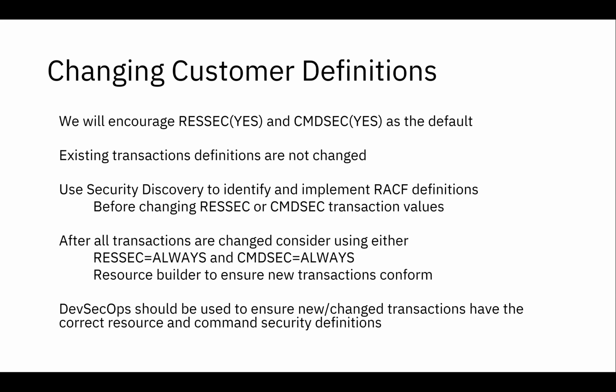The reason for the preceding work on the CICS transactions was because if you did this, you'd actually break the CICS transactions, unless you've got the security defined. So it's better to go in this staged approach. You get all your transactions right, and then switch this on to make sure you're future-proof.